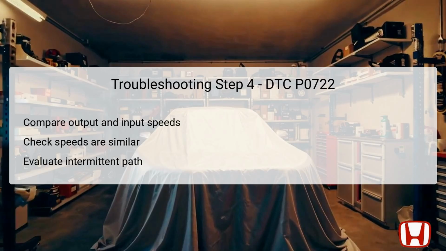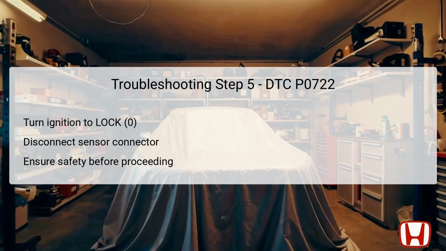Each reading reinforces the understanding of the sensor's operational integrity. In this step, securely turn the ignition switch to the lock position, 0, to ensure safety before any disassembly. After securing the ignition, disconnect the output shaft, countershaft, speed sensor connector, ensuring that the electrical connection is clean to avoid potential false readings. This action prepares the sensor for testing by eliminating any interference from the PCM.